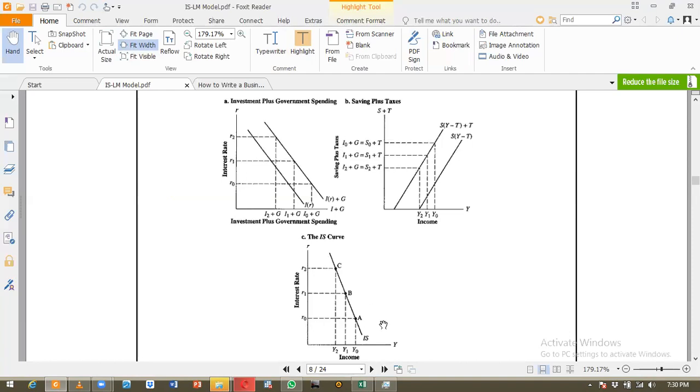When we trace this to the IS curve, when interest rate was R0, Y was Y0. With an increase in interest rate, investment falls, so Y has to fall to Y1. With a further increase in interest rates, there will be a further decrease in the level of income. So whether we are adding government activities or not, the analysis is still the same thing. Please, do we understand?